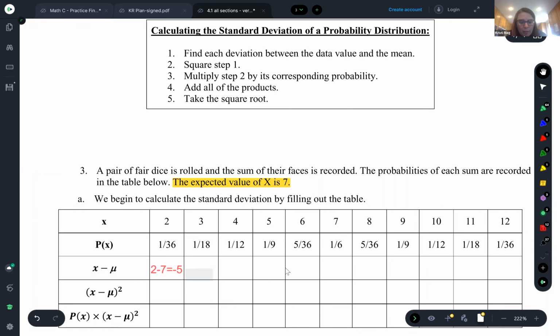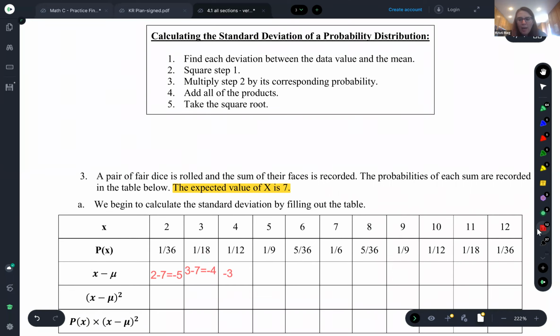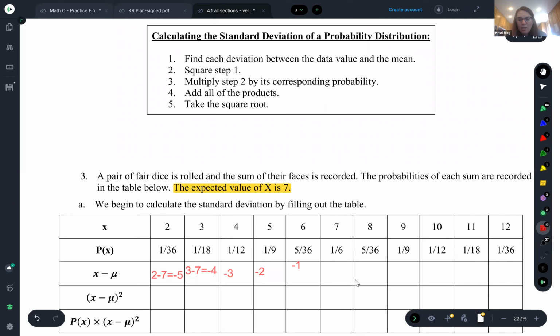Let me try that again. This next one, we have 3 minus 7 equals -4. And we're just going to keep going. I won't write them all out, but I'll write the answers. 4 minus 7. Then we have 5 minus 7. Then we have 6 minus 7, and we're getting a lot of negatives. That's okay. 7 minus 7 is 0. 8 minus 7 is now a positive.